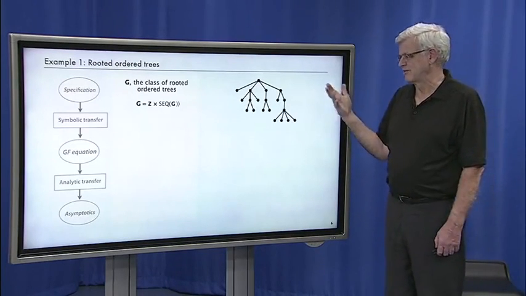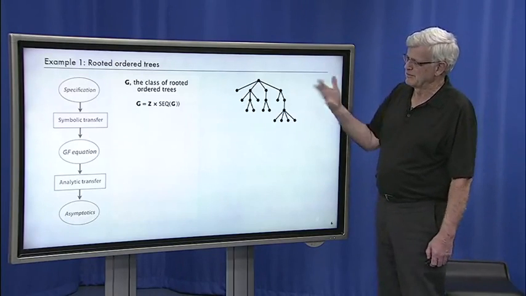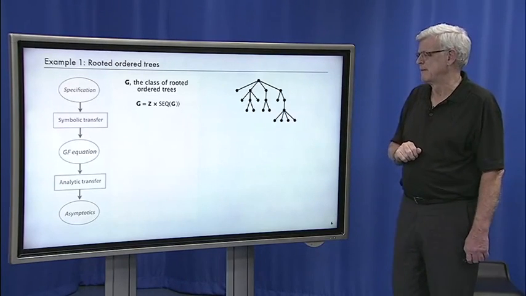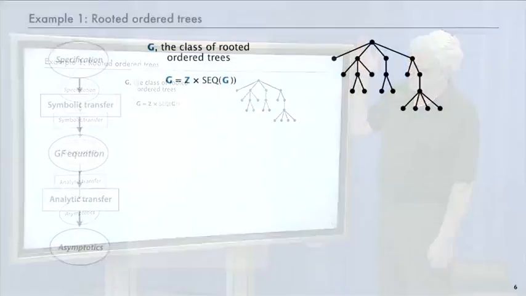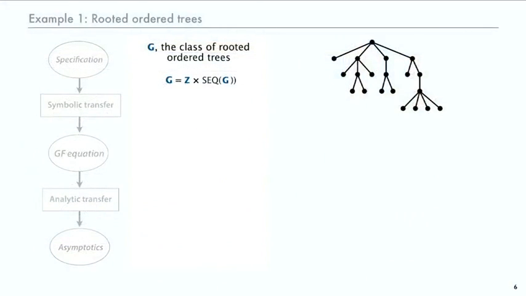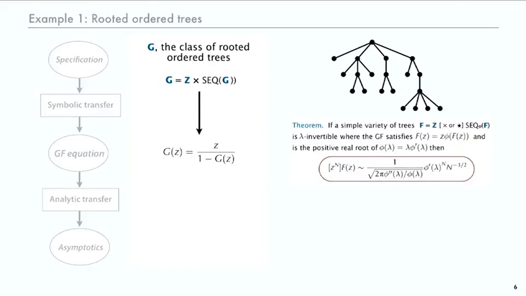This is a review of last lecture, but maybe some people are watching this lecture for the first time. So if G is the class of rooted ordered trees, the construction is the Cartesian product of Z and a sequence of trees. A tree is a root and a sequence of trees. That immediately translates to the generating function equation G(z) equals z over 1 minus G(z).